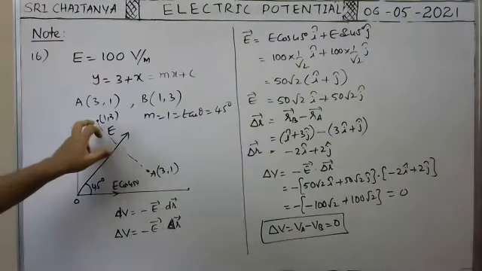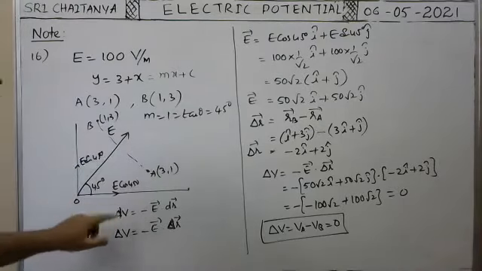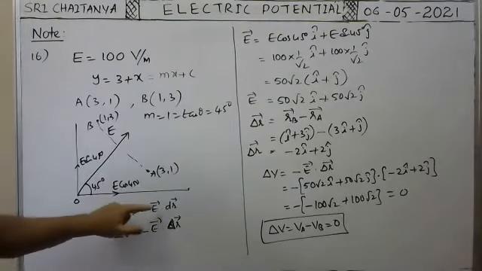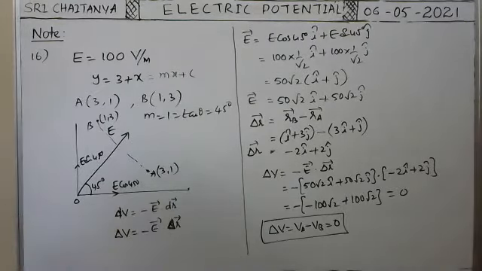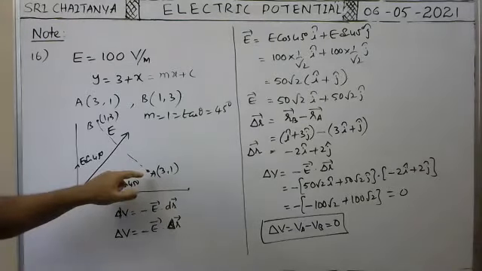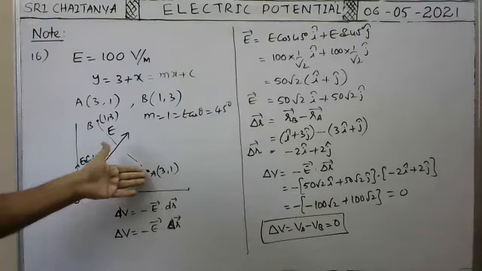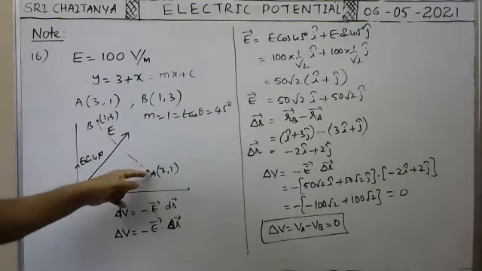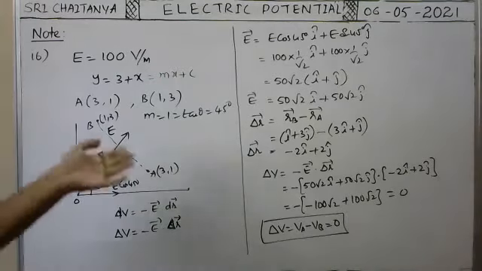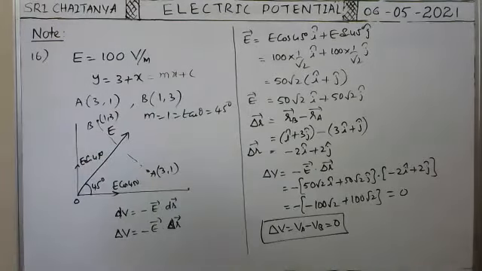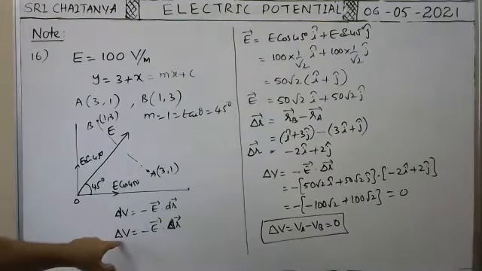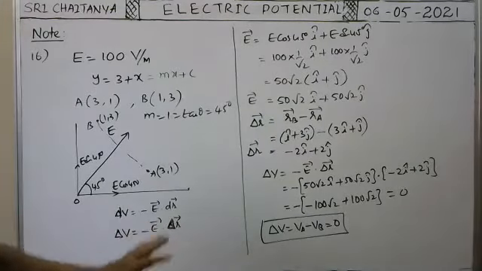Now, in order to find the potential difference between these two points, we already know dV = -E bar dot dr bar. Dr bar means the displacement of the charged particle, the unit positive charge. As they asked the potential difference between A and B, we have to displace the unit positive charge between the two points A and B. So this displacement we have to find. It is not a small distance, it is a large displacement. That's why you can write dV as delta V, which is equal to -E bar dot delta R bar.